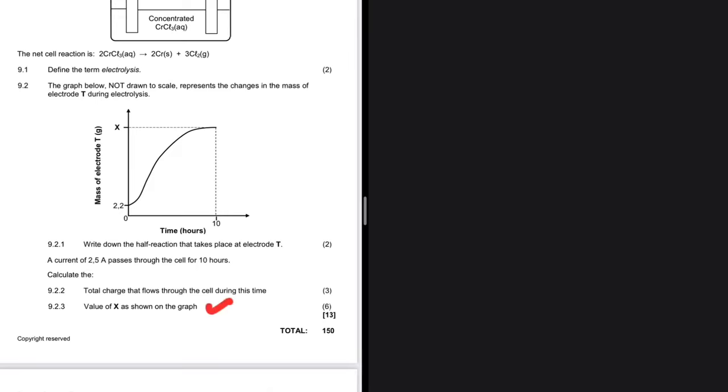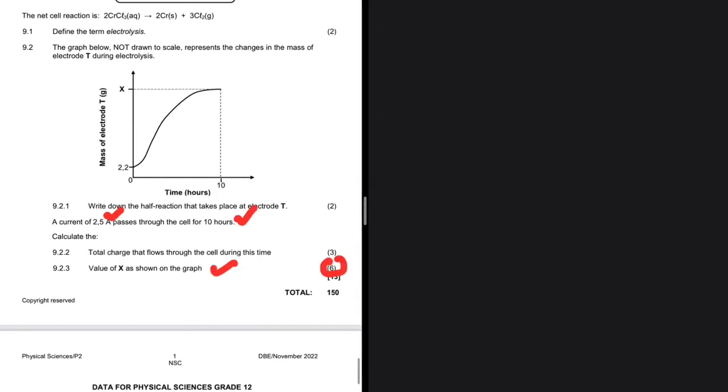9.2.3. We're supposed to calculate the value of X as shown on the graph for 6 marks. What is the information we have? We have the current, which is 2.5 ampere, and the time, which is 10 hours. How do we go from current and time to X on the graph, which is basically the mass of the electrode? Well, you're about to find out.